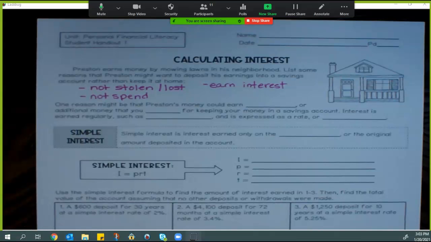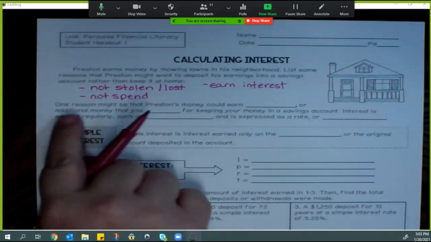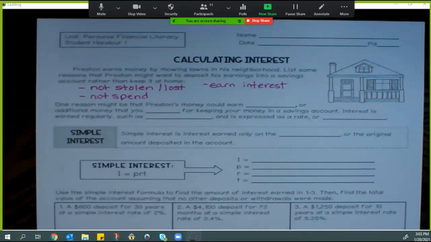It depends on what the interest rate is at your bank. Different banks offer different interest rates. That's why all the problems that we do have different interest rates on them. And it also depends on how long you keep that $100 in the bank. If you kept it in there for 5 days versus 5 years, that's going to make a big difference in how much interest you earn.